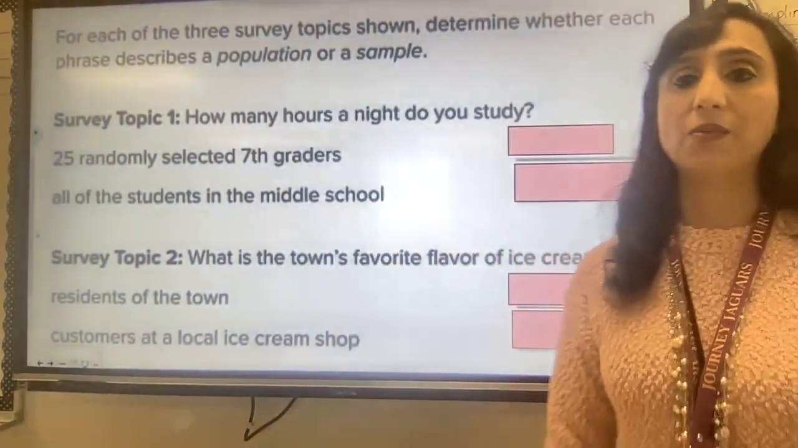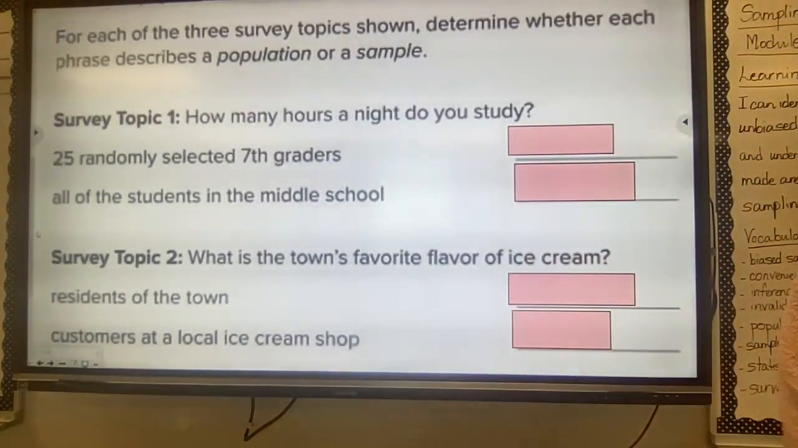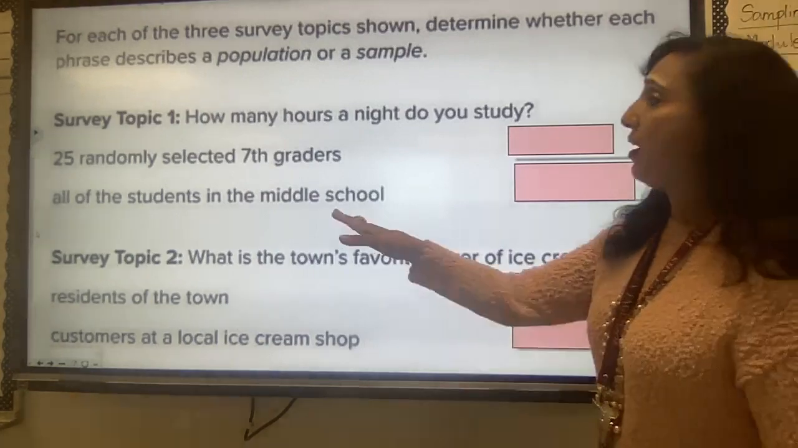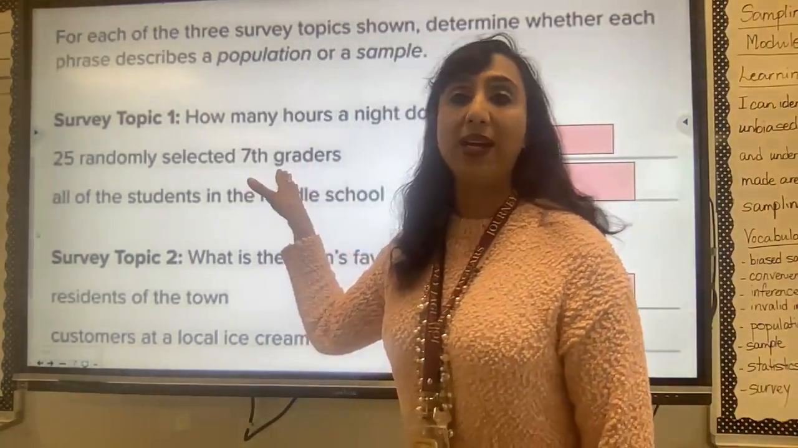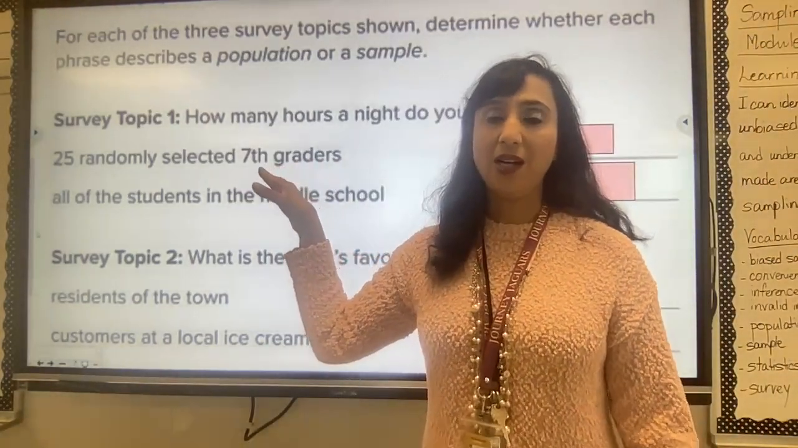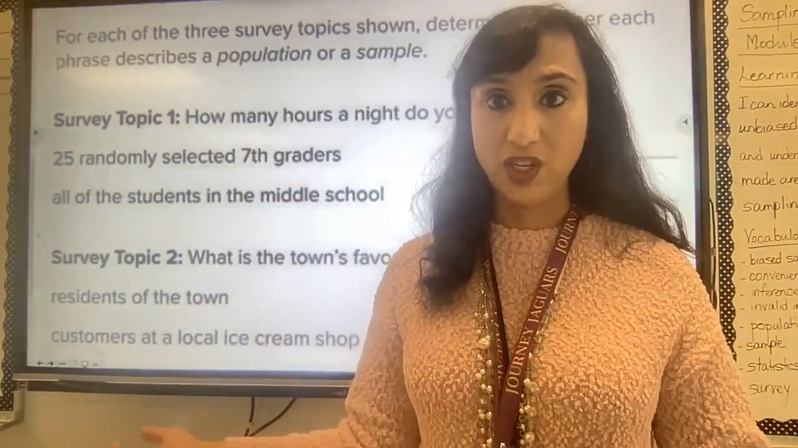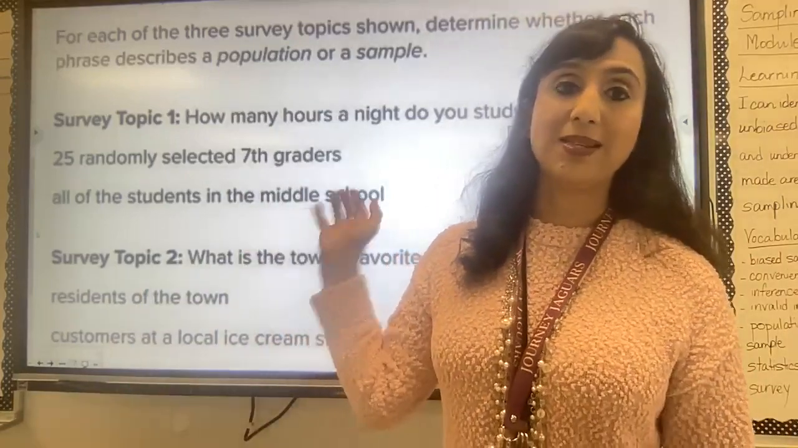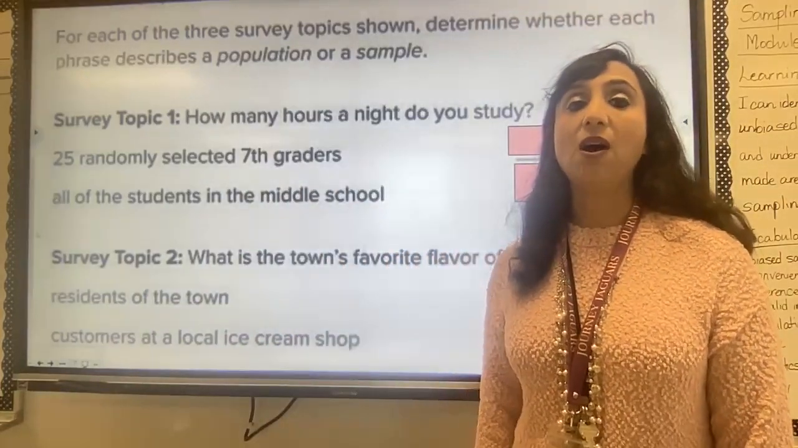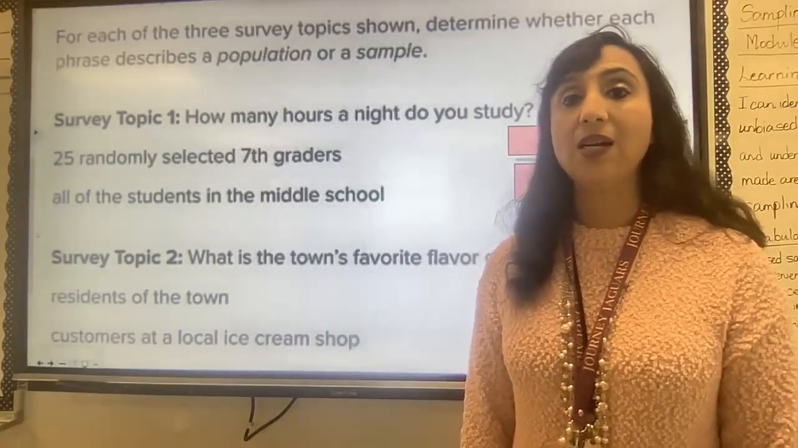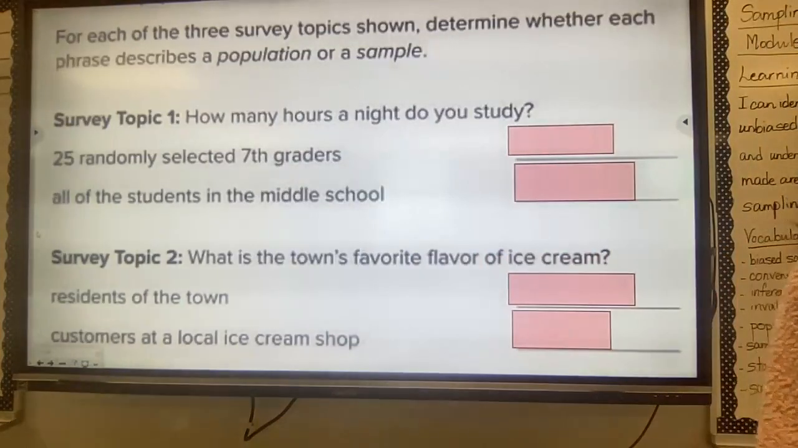So here are some questions that we have. If it's asking how many hours a night do you study? Okay, so if it's talking about 25 randomly selected seventh graders, the population is comprised of all students, and seventh grade is a part of that entire population, so this is definitely going to be a sample. If it's talking of all of the students in the middle school, then it is representing the population. Okay, let's look at the next one.